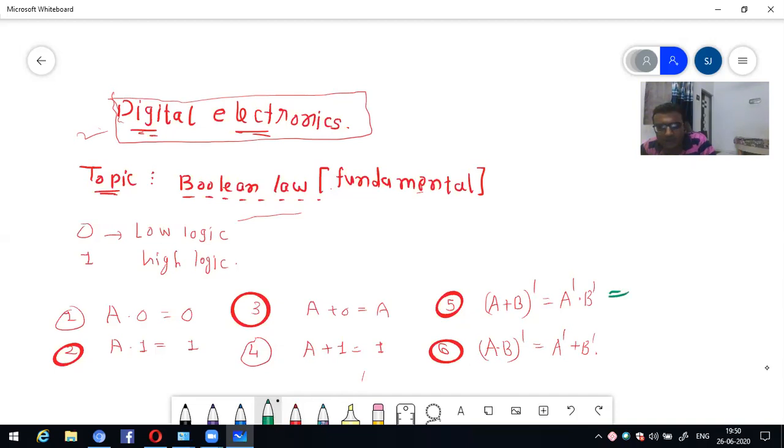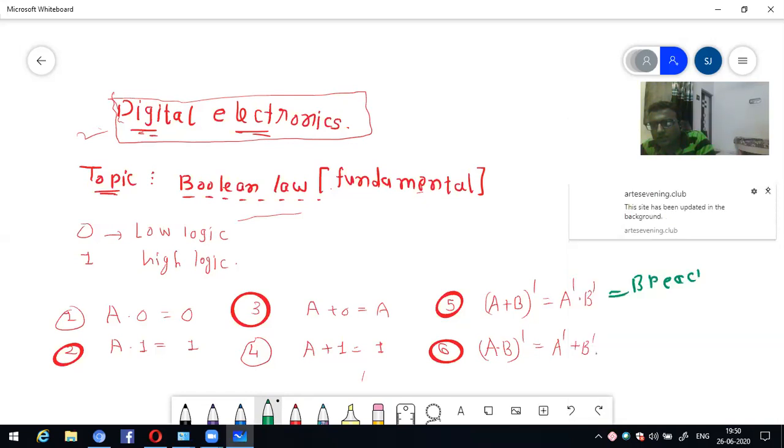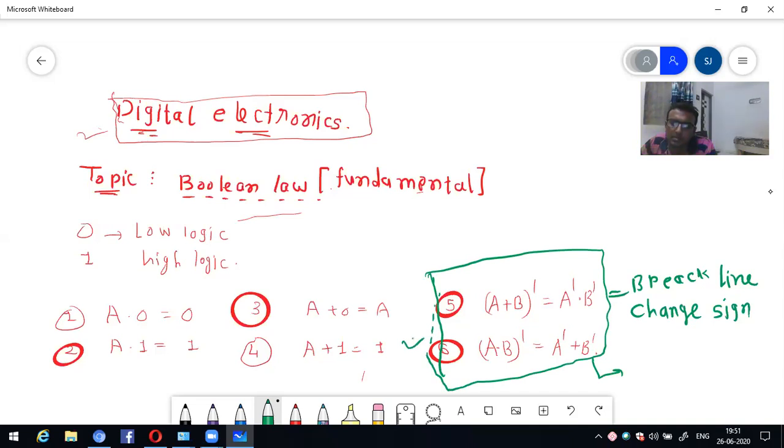Change the sign. I have written here: break the line, change the sign. And here, change the sign, break the line. So (A plus B) all dash equal to A dash dot B dash, and (A dot B) all dash equal to A dash plus B dash. It is the fundamental law, which is also known as De Morgan's theorem. So it is the fundamental theorem related to that particular point.